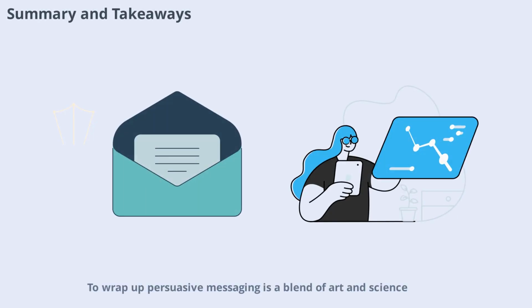Wrap up: persuasive messaging is a blend of art and science. It requires understanding your audience, crafting clear and emotional messages, and using proven techniques like social proof, storytelling, and personalization. Remember to be ethical, adapt to feedback, and keep practicing. With these strategies, you'll be able to influence, inspire, and achieve your communication goals.